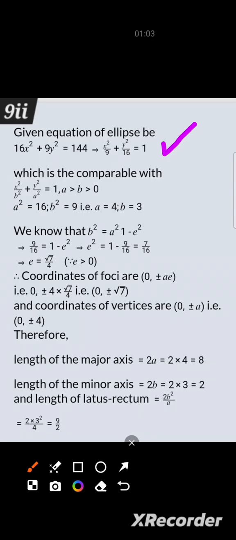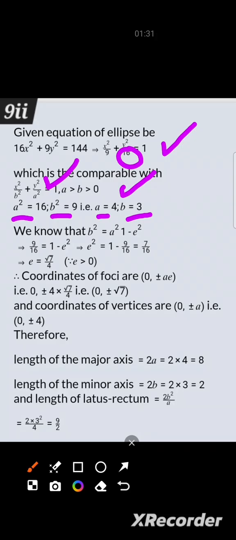Now if it is compared with the standard equation, you can easily find out that the y square denominator is greater than that of x square. So the major axis is the y axis and the minor axis is the x axis. That means it is in the form of y square by a square plus x square by b square, where a square is 16 and b square is 9. So the a value is 4 and the b value is 3.